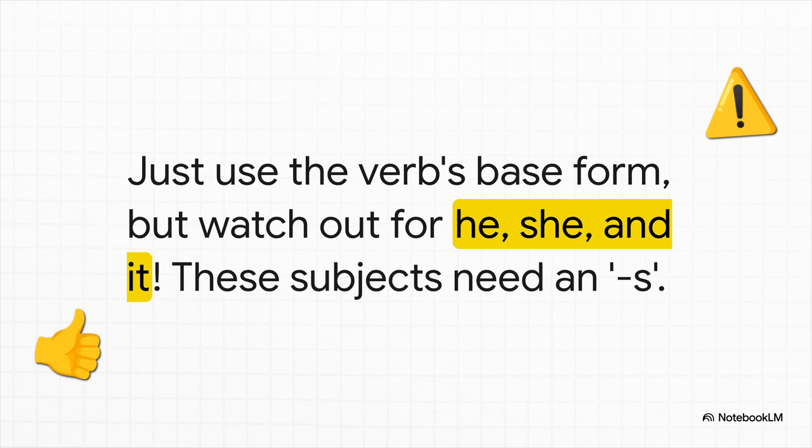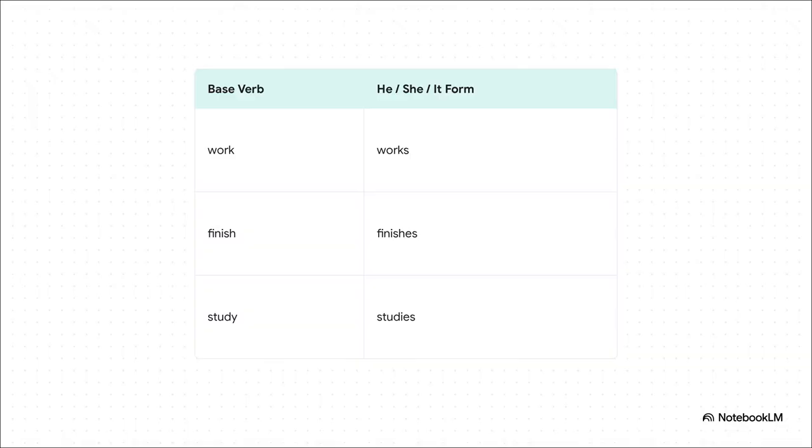But, and this is a big but, here comes the golden rule. The one thing you absolutely have to remember. For he, she, or it, the verb needs an S. Now, it's not always as simple as just slapping an S on the end, though. There are a couple of small spelling tweaks to watch out for.